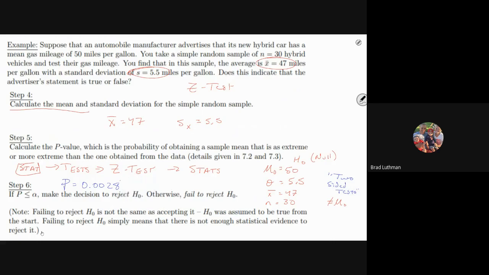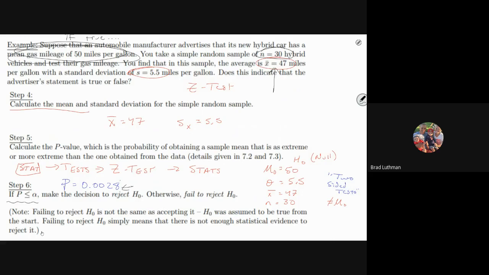But the way to interpret this is, if this claim were true, then the probability of pulling this sample, this average with this sample size, is less than 1%. All right. The probability of pulling a sample of 30 and having their average be 47 miles when the true population is supposed to be 50 is less than 1%. It's less than half of 1%.